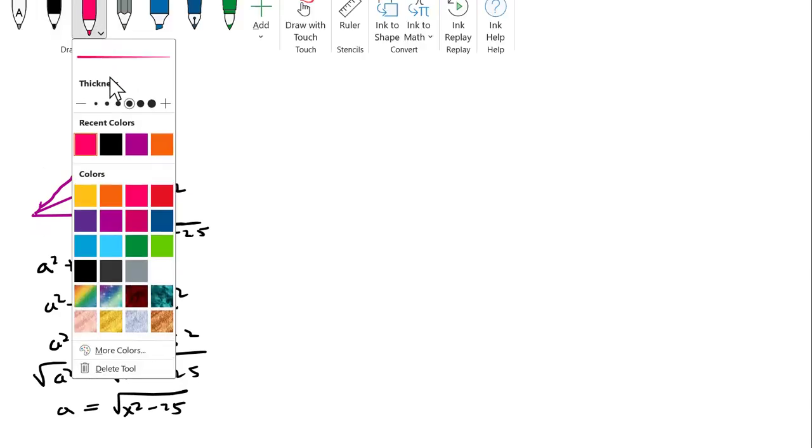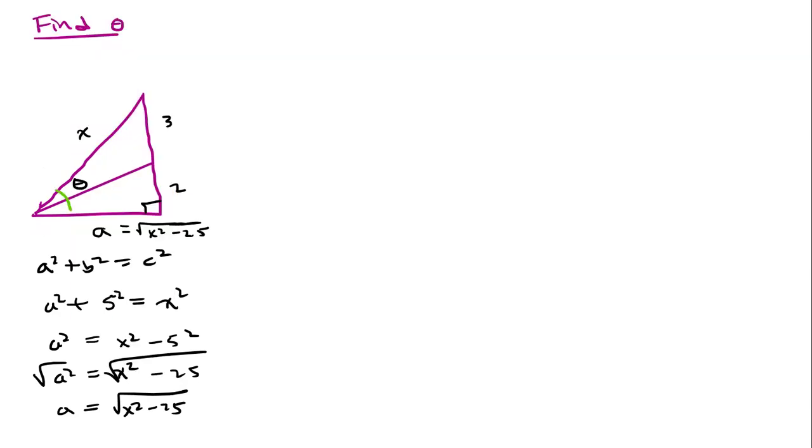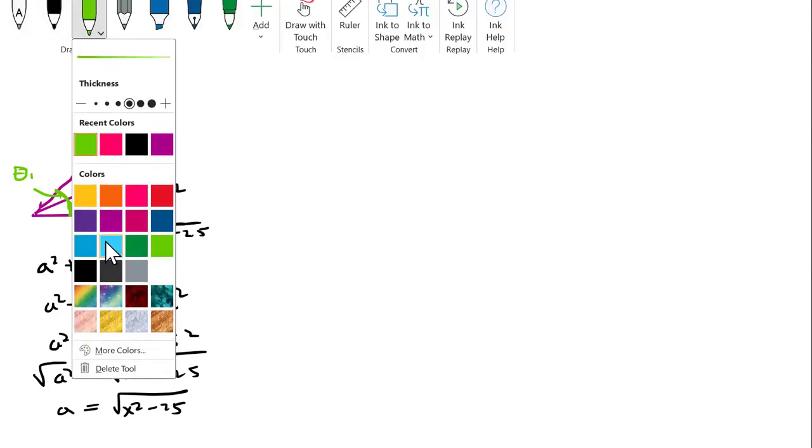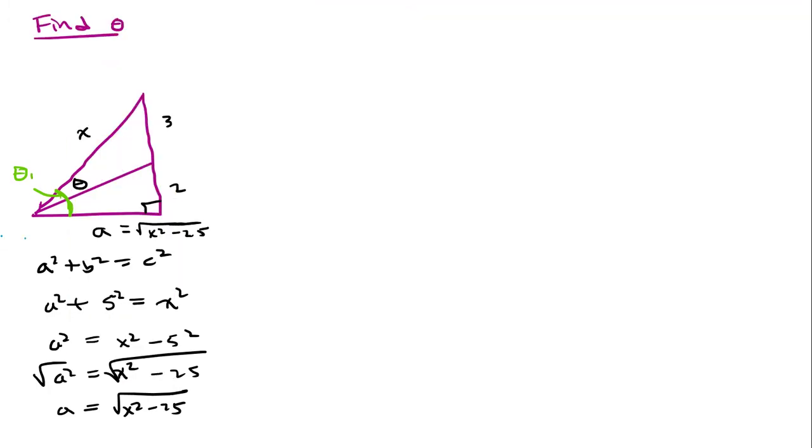Here's a different color here. All right, so that's this big one here. Let's label that theta 1. Okay, so theta 1. And then the bottom here, let's label that theta 2.